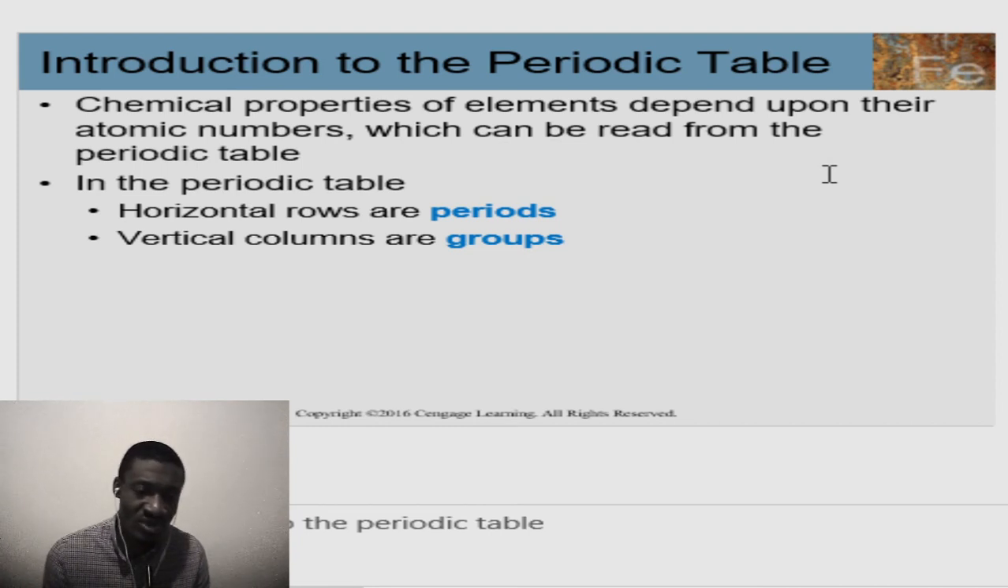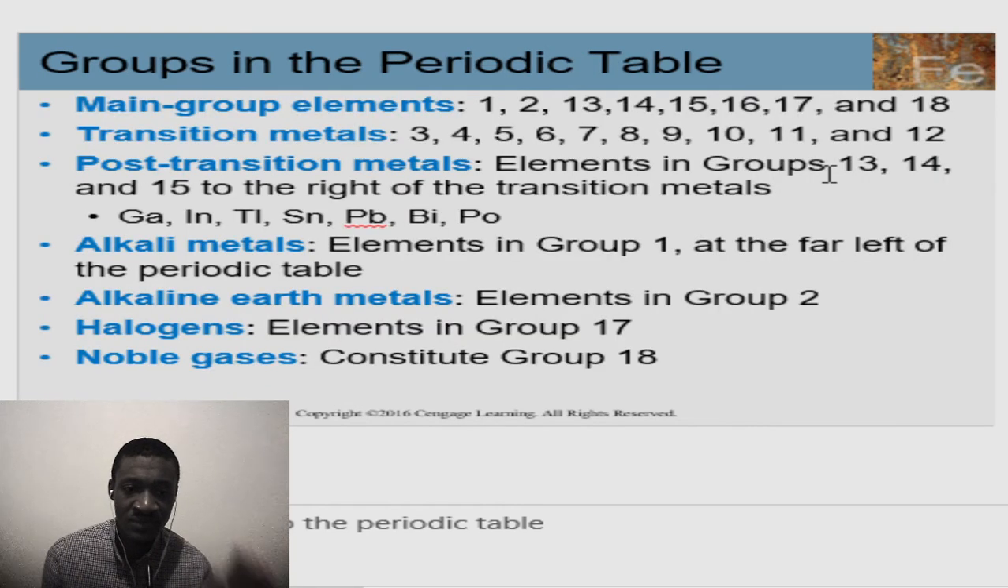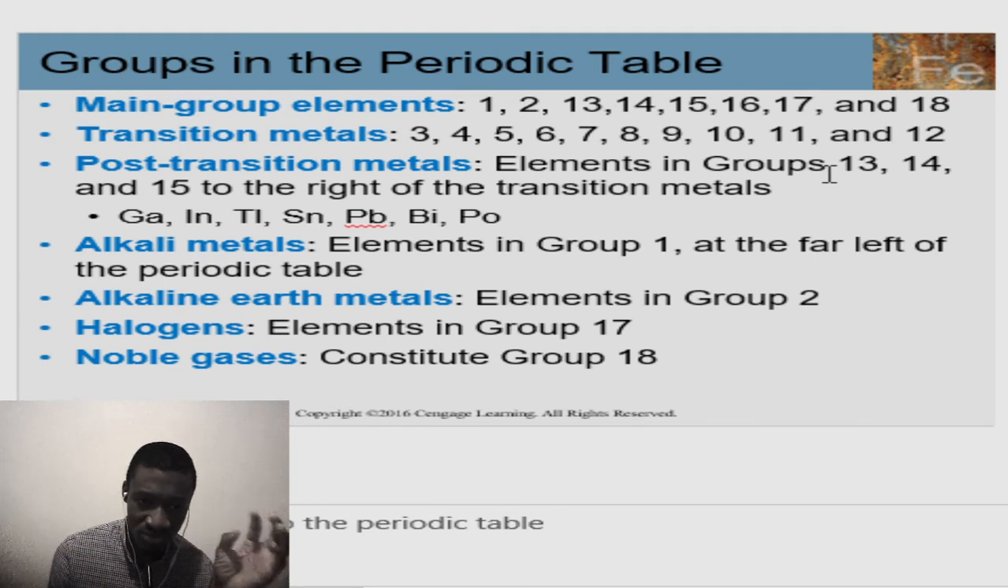So the horizontal rows are your periods, and the vertical columns are your groups, and we'll see that in more detail. Notice that the periodic table has groups.